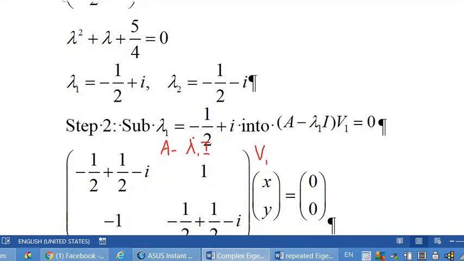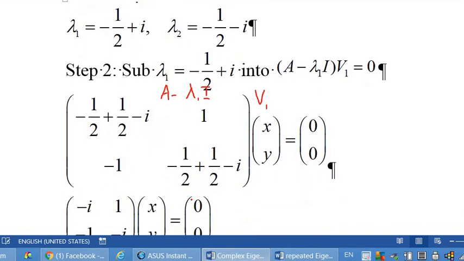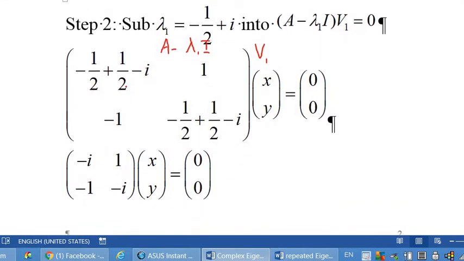Step 2, we substitute the first eigenvalue into the homogeneous system, A minus lambda 1 I times v1 equal to 0. Because this is the a11 of your matrix A, minus lambda 1 minus becomes positive, this will become minus. The same with element a22 here. Simplify negative half plus half, so we are only left with negative i. Similarly with element a12 here, it is just left with negative i.